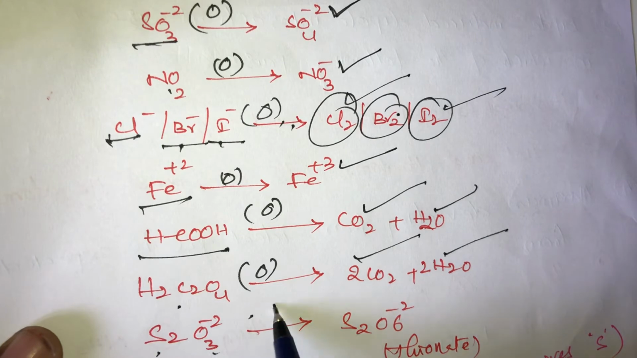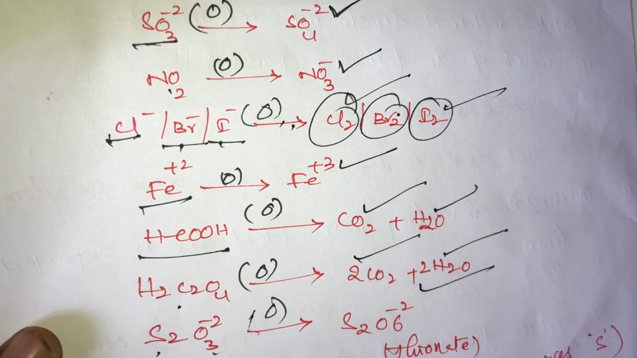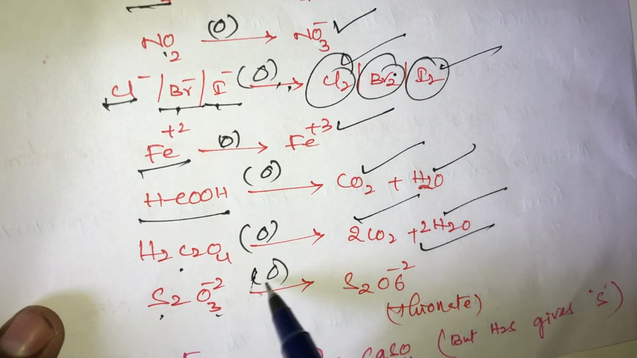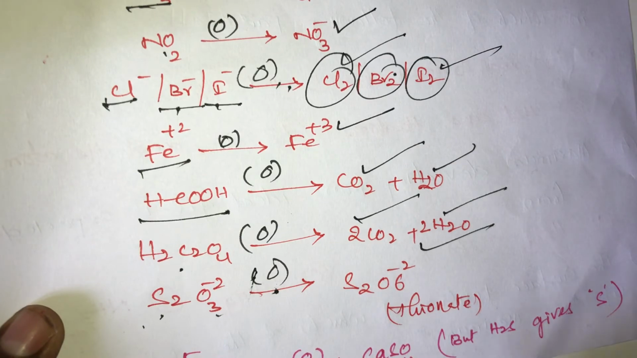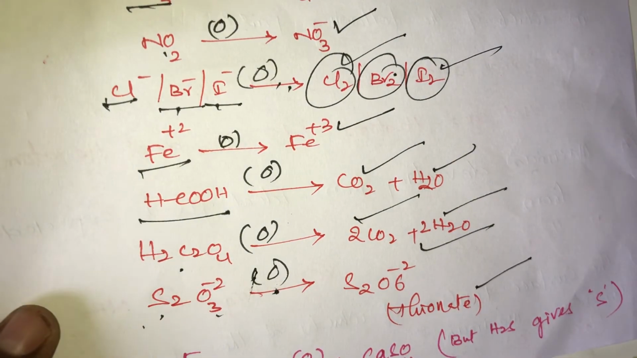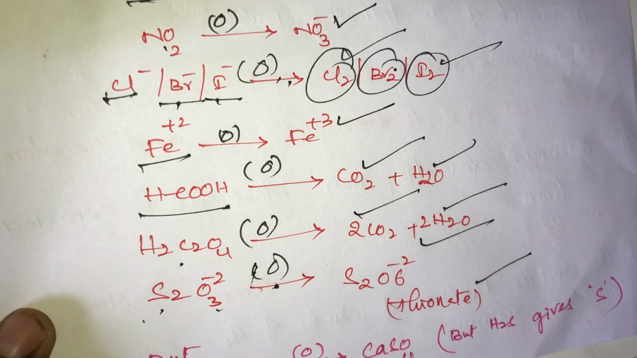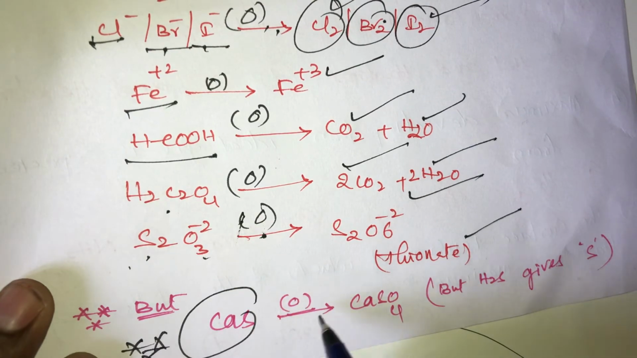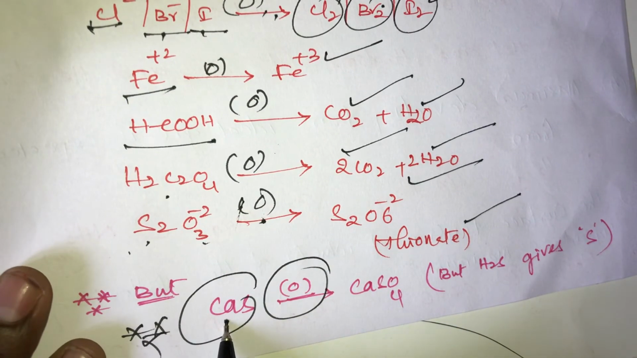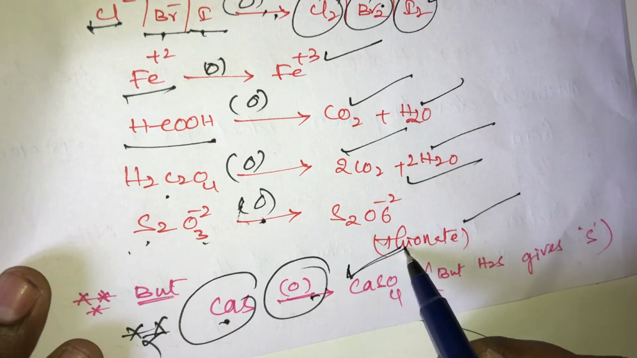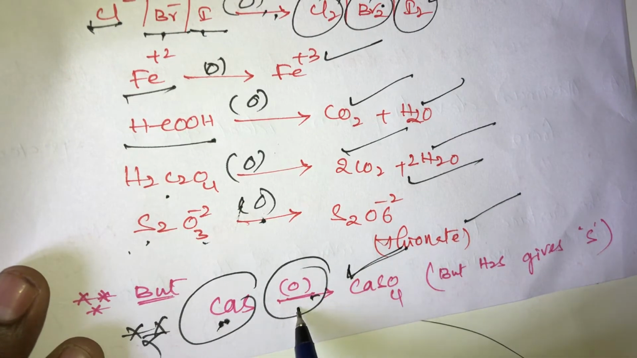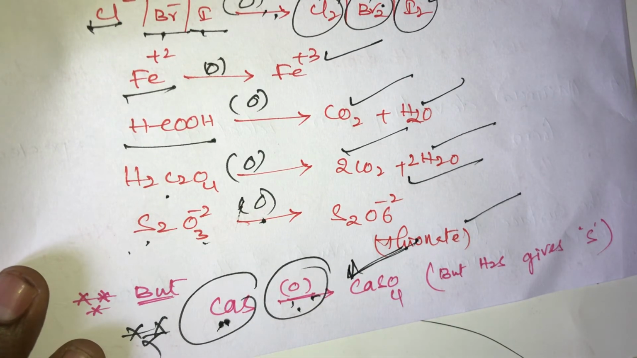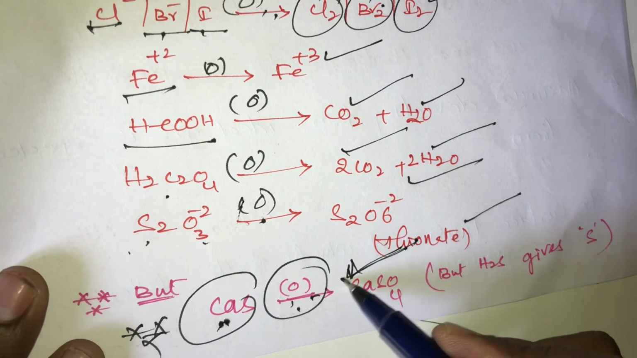S2O3 2-, thiosulfate, on oxidation gives rise to S4O6 2-, which is called tetrathionate. It is also very important, student. But when calcium sulfide is oxidized, it gives calcium sulfate. Calcium sulfide in the presence of KMnO4 or K2Cr2O7, any of these compounds, gives calcium sulfate.